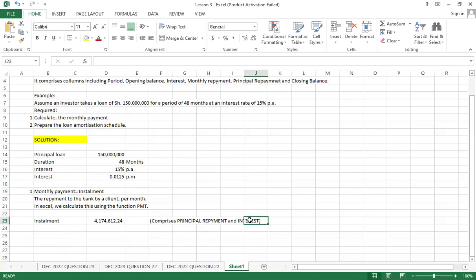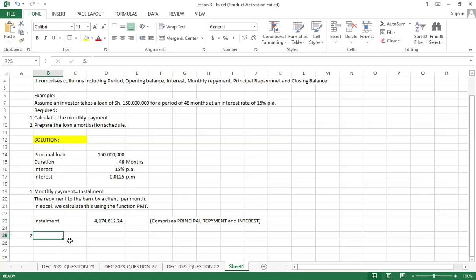Nani yako na swali to that point? Any question to that point? All right, so no question. Let's look at number 2.